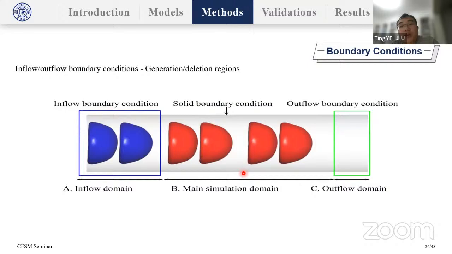In order to treat the open boundary condition, we developed an inflow and outflow boundary condition. This work was mainly finished by my former PhD student, Guanxin Li. Two more domains are added at the inlet and outlet, named the inflow domain and outflow domain. The inflow domain is a generation domain that makes particles move into the main simulation domain continuously. The outflow domain is a deletion domain that is used to set down the particles moving out of the domain.